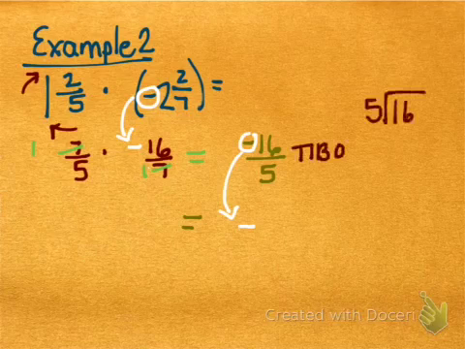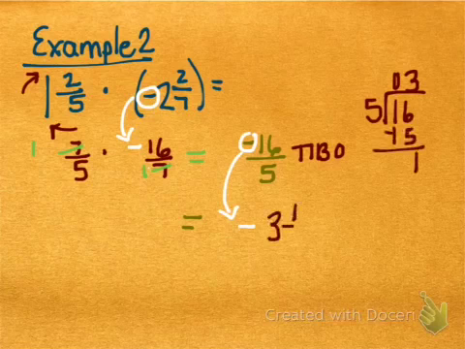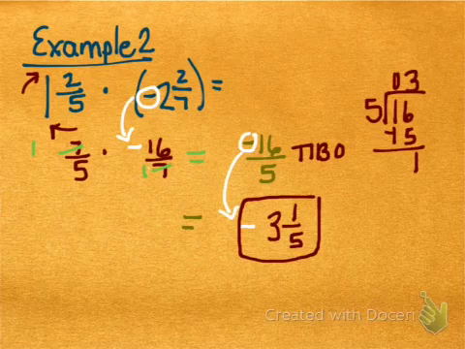Okay, so 16 divided by 5. Remember, top number inside, bottom number outside. 5 does not go into 1, but it goes into 16 3 times. 3 times 5 is 15, so there's 1 left over. And just remember that that is 3 1/5, okay? So that's your 3 1/5, and the negative sign tagged along.